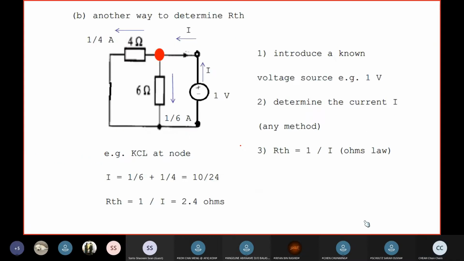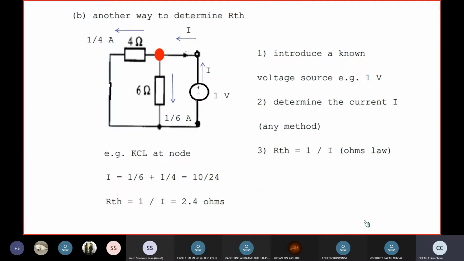Another way to determine RTH is actually by injecting a known source. Can be a voltage source or a current source, as I mentioned. This method is useful if there's a dependent source or controlled source, but it can also be used for circuits without a dependent source. So this method is general.